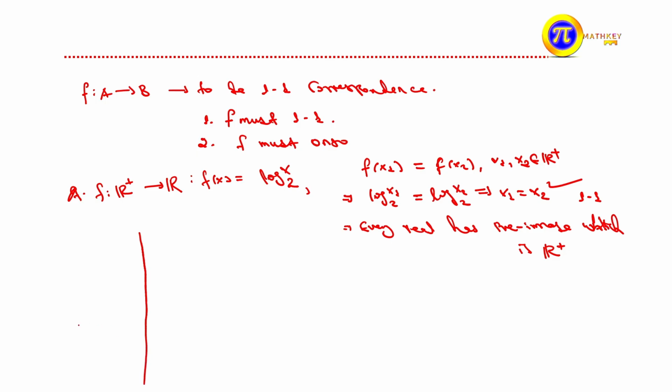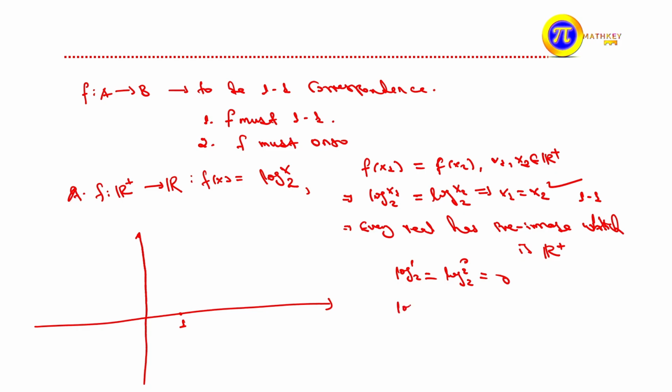Let's try to sketch the graph of this. Since the domain is positive real numbers, we can start, for instance, with x equal to 1. It becomes log of 1 in base 2, which is equal to log of 2 to the power of 0 in base 2, which is equal to 0. So at 1 it is 0.